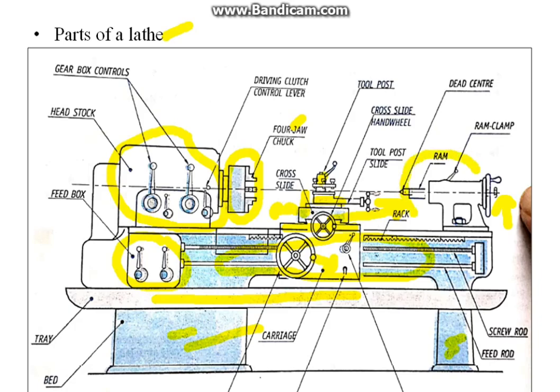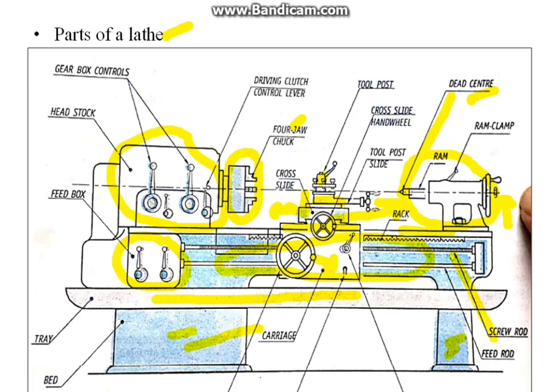This part is the tailstock. It is placed at the right side of the lathe machine. It is the movable part of the machine. It moves over the guideways. This is the dead center. It holds the workpiece on the other side. Sometimes this dead center is replaced by a drill bit or boring tool to drill holes.